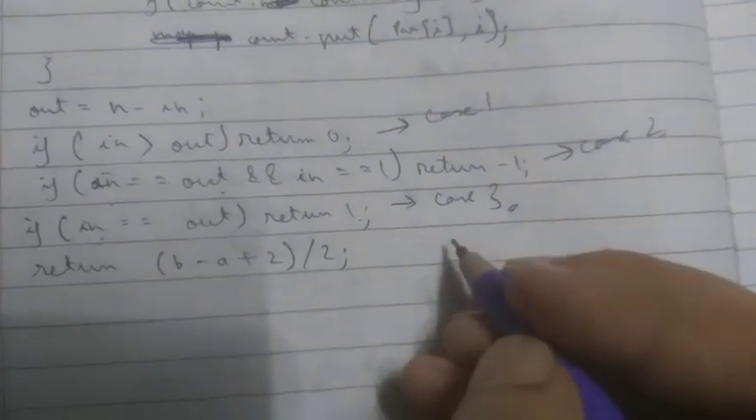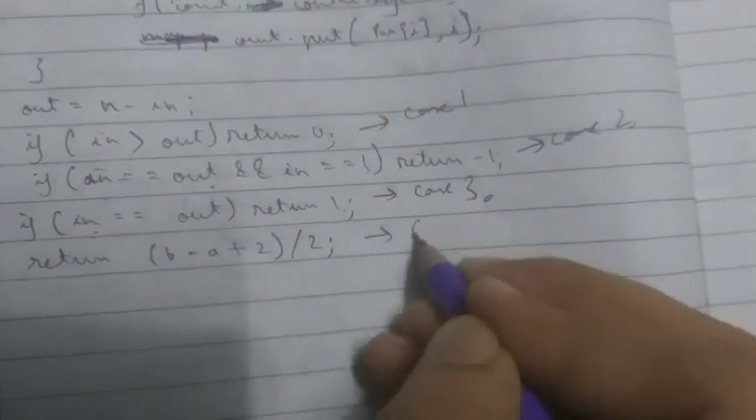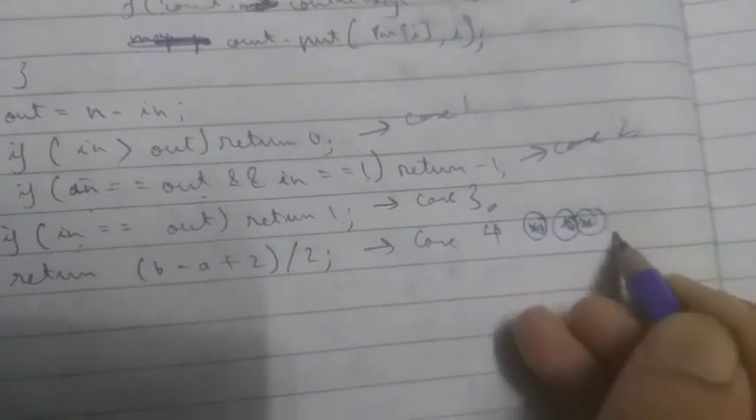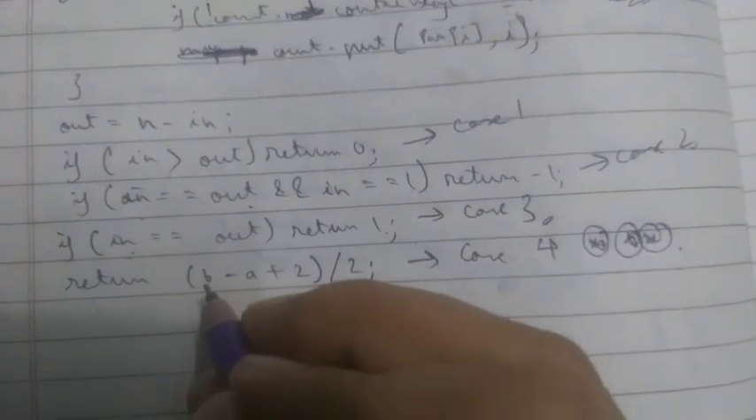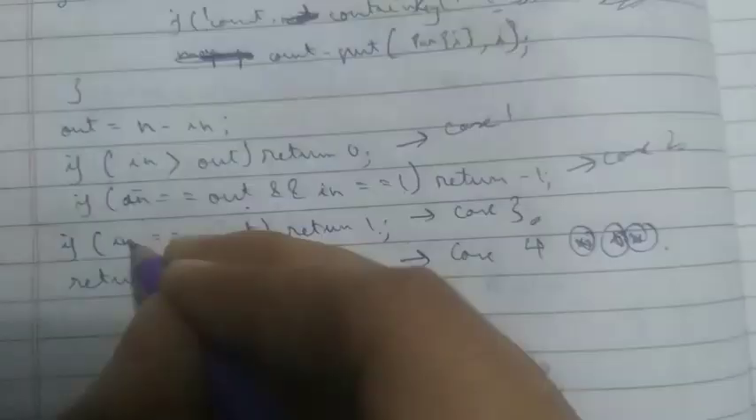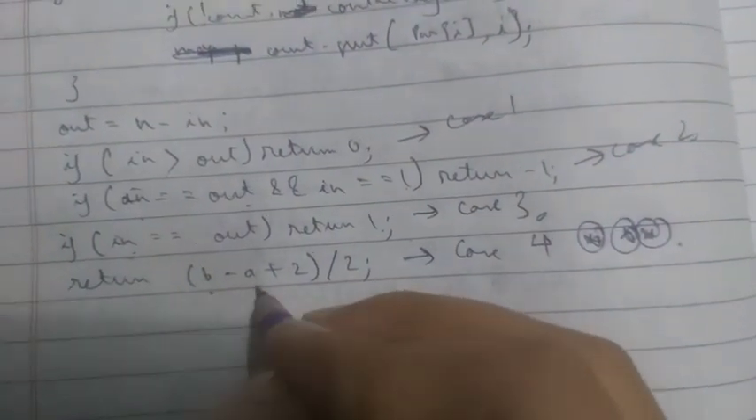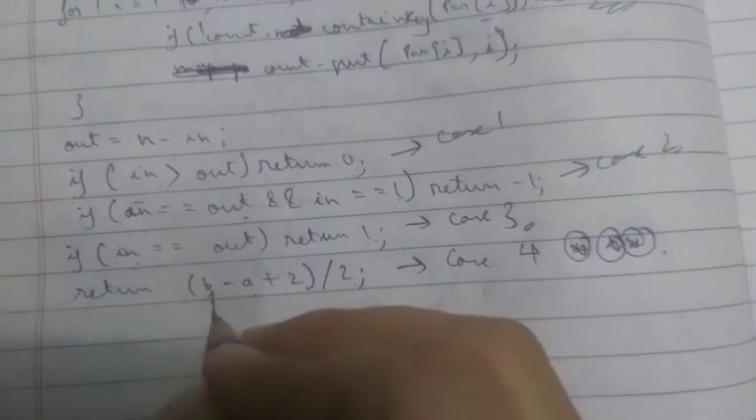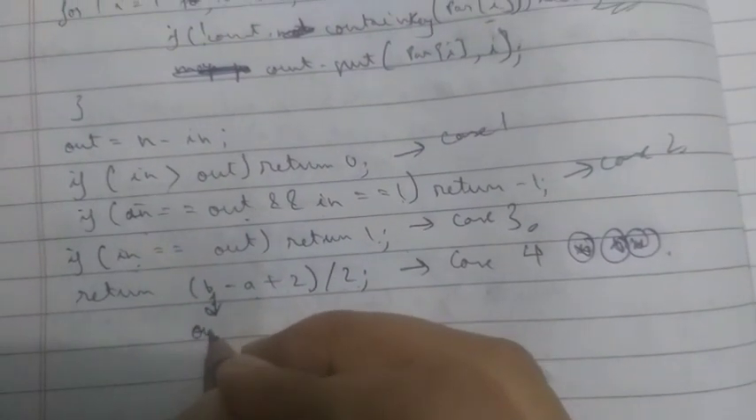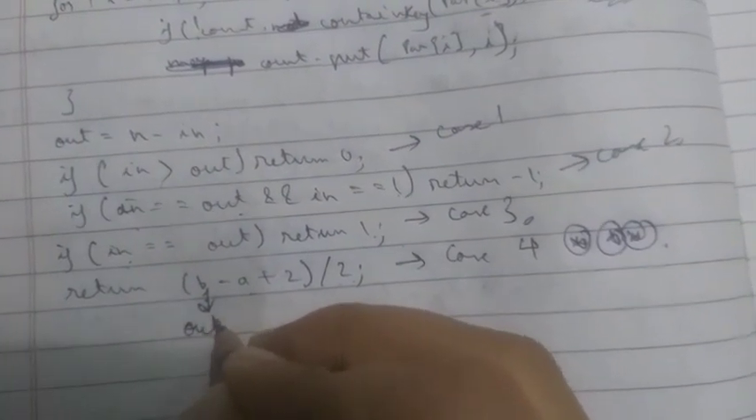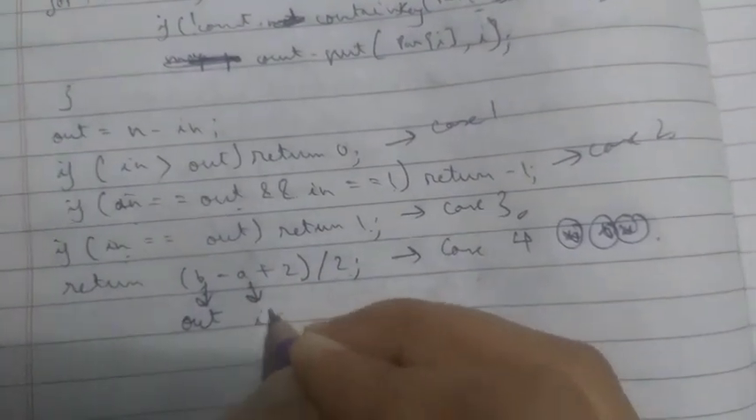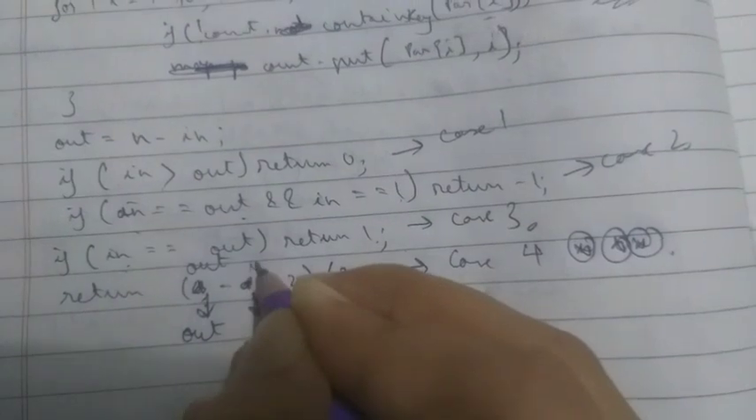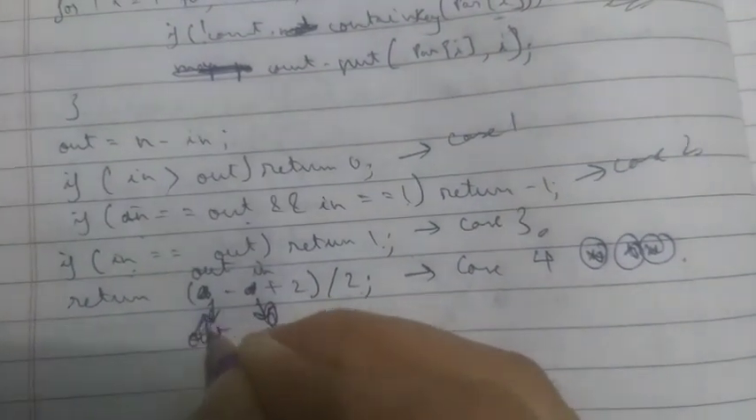Okay, now case 4, that is the final case, which is the most important case. If none of this satisfies, then we have to return (b minus a plus 2) by 2. Now what is b? B is out, that is leaf, and a is in. Okay, so let's rewrite this as (out minus in plus 2) by 2.